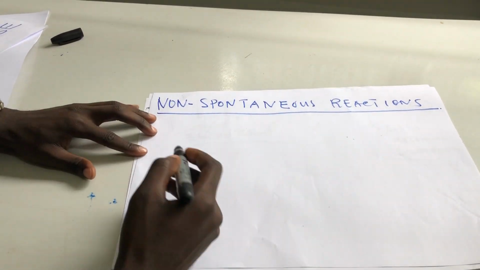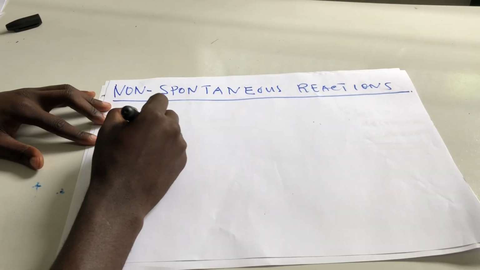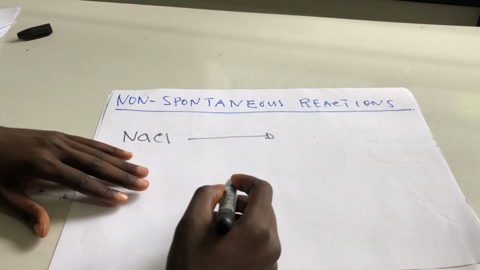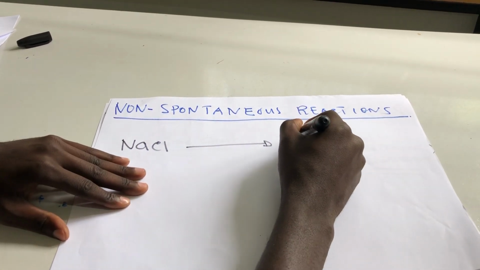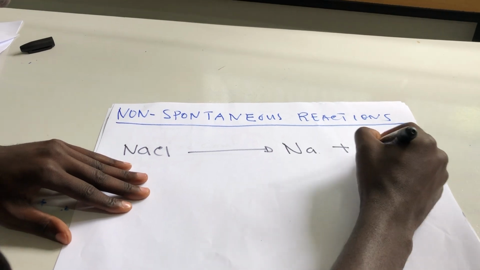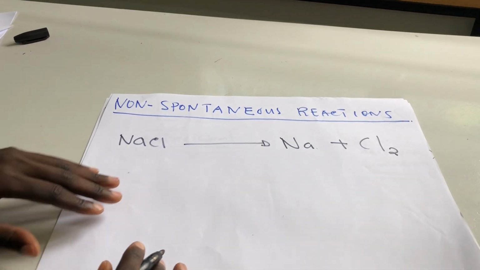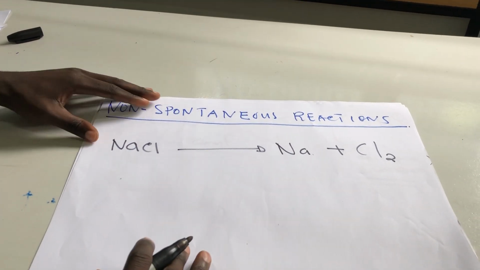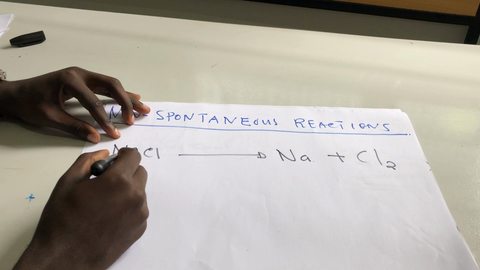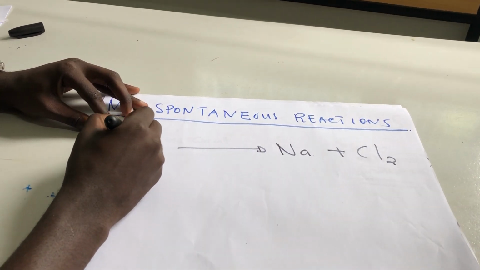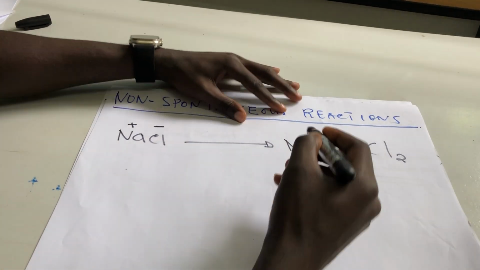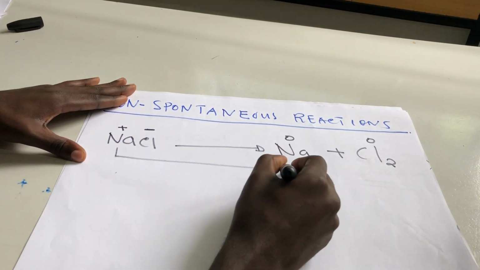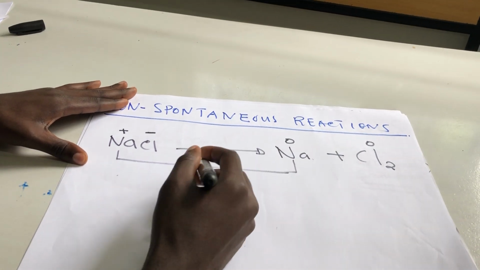Mfano, ukisema sodium chloride, decomposition of sodium chloride, saying to get sodium and chlorine gas. Kiuhalisia hii reaction haiwezekani. Kwa sababu gani? Once you find the oxidation number for sodium and chlorine, you will find here it is +1 and this one it is -1. And here it is 0, 0. So tuweza kuona kwamba sodium wameundergo reduction.